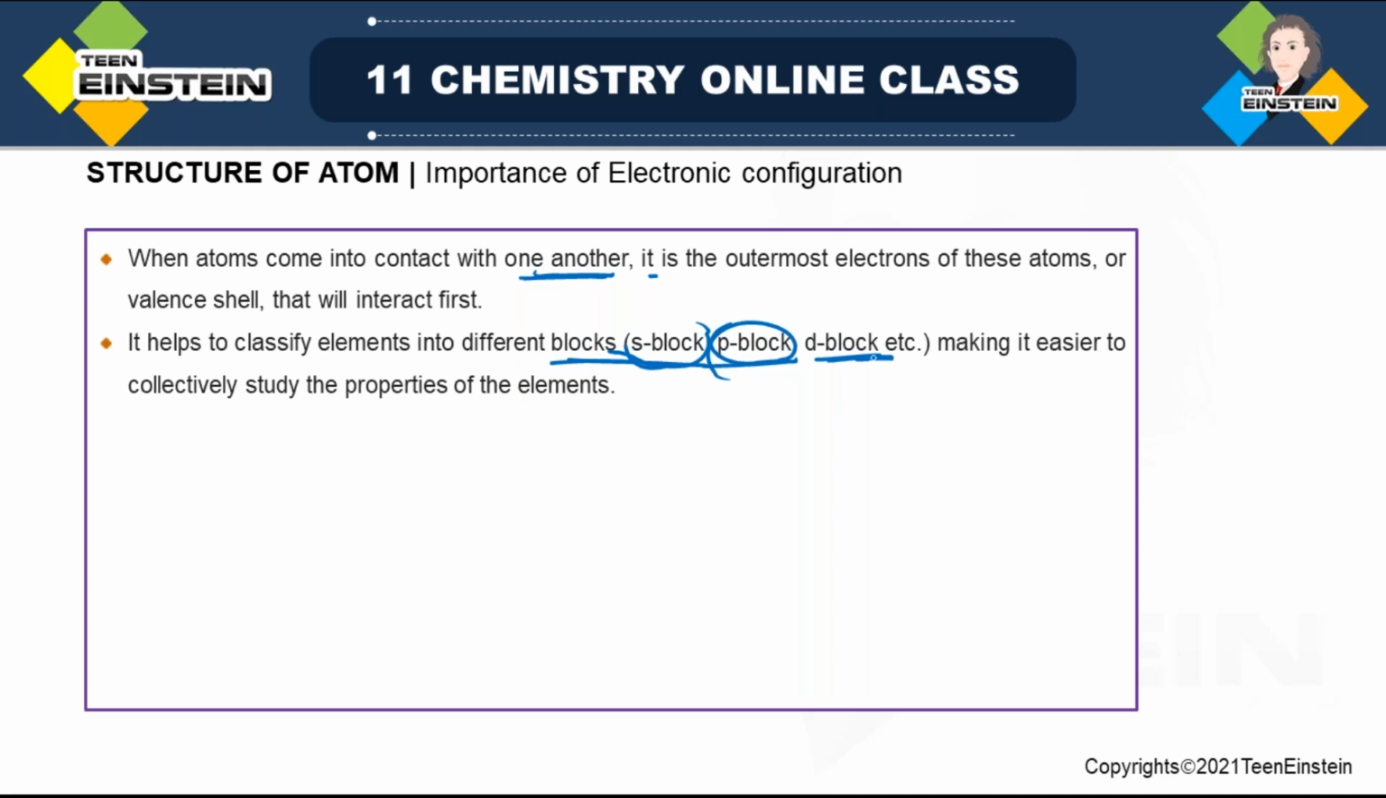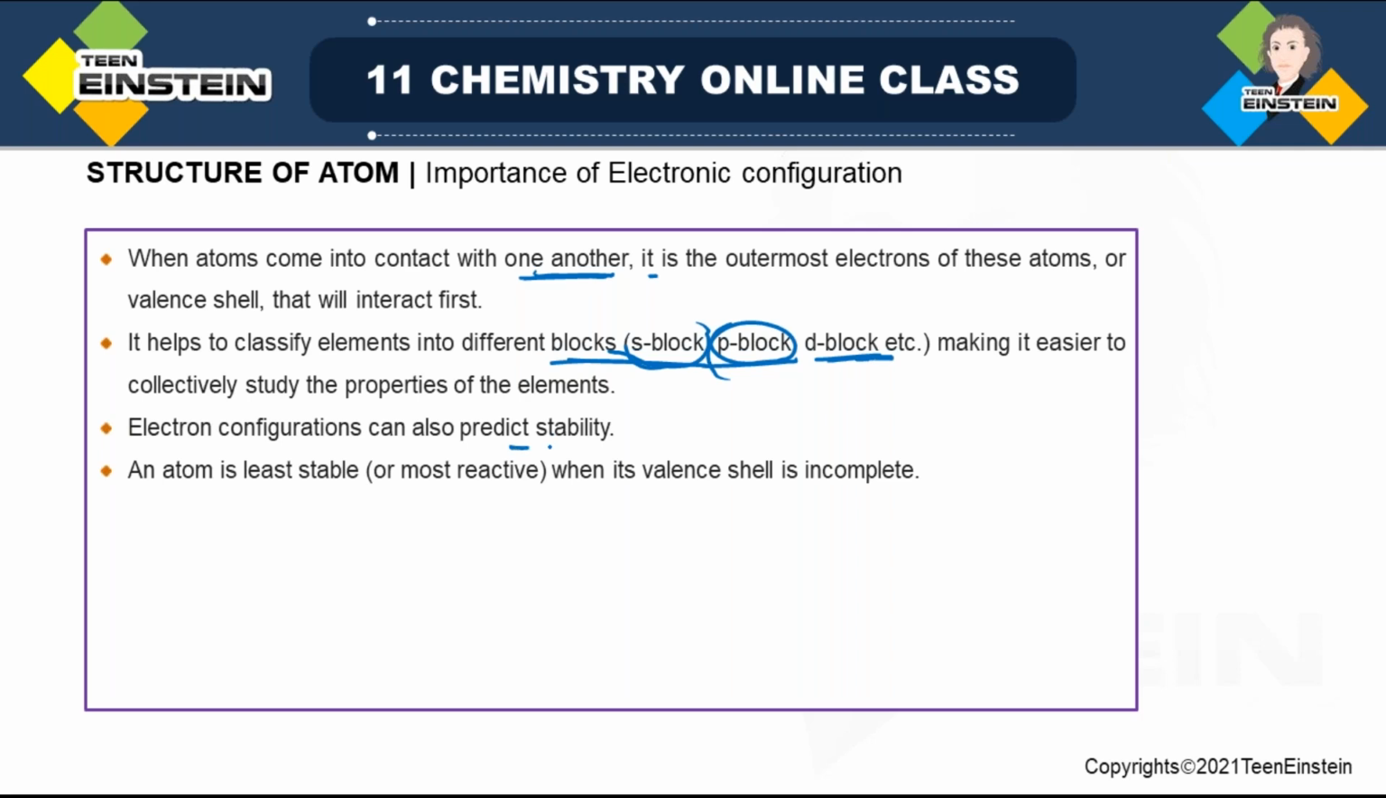So it will make it easier to collectively study the properties of elements. I am writing two elements with two different electronic configurations. Just have a look at the electronic configuration. You can understand to which group, not just block, it belongs, that also you can know. To which block, to which group, that is its position in the periodic table, you will have a clear idea. And that is the importance of electronic configuration.